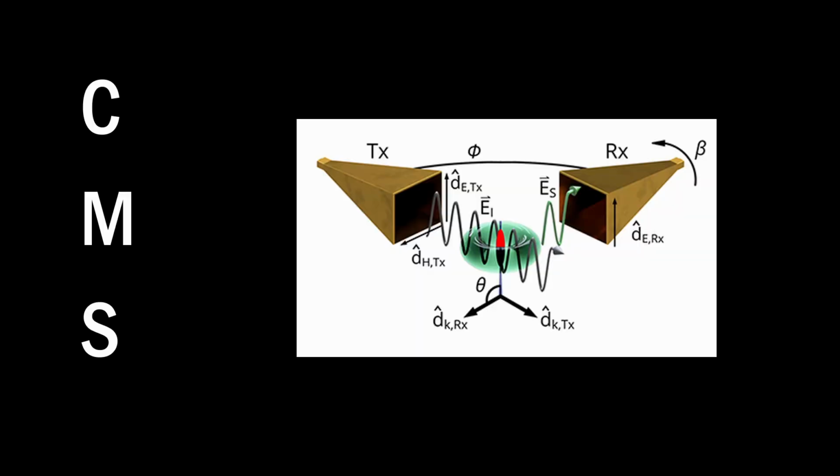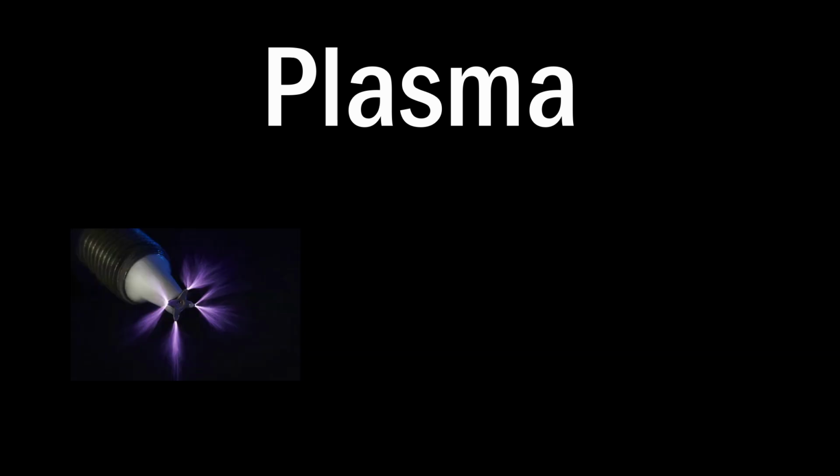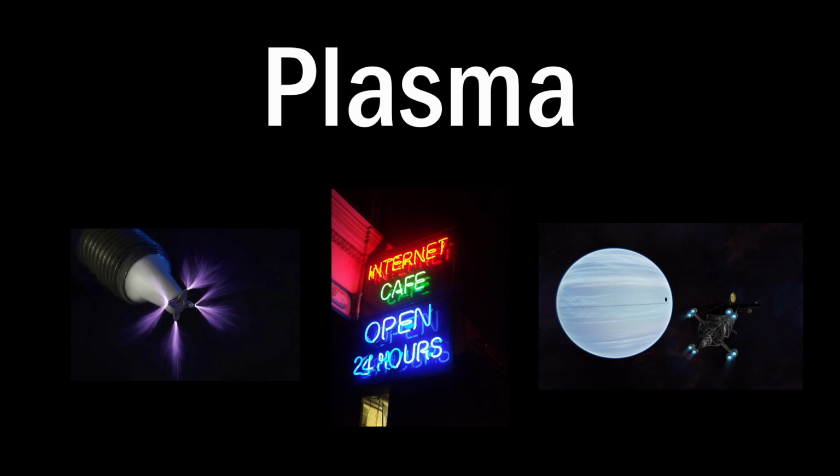Coherent microwave scattering, or CMS for short, is a new way of determining the properties of a plasma that our lab has been developing. Why is this important? Well, plasma is actually the most abundant state of matter in the universe and is used across a wide range of applications, like spark plugs, neon lights, and even electric thrusters for spacecraft.